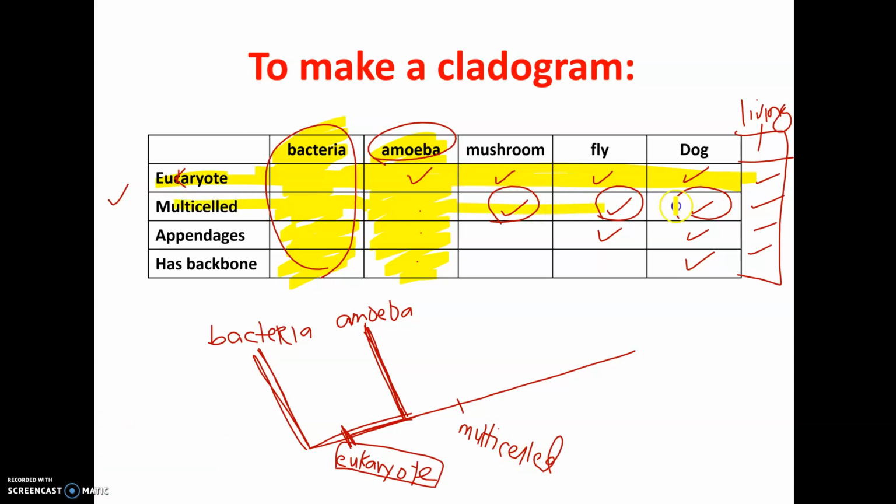So multi-celled, check. Now going to go back to organisms. Is there an organism that has eukaryote, multi-celled, but doesn't have anything past that point? And the answer is yes, the mushroom. He's next. He does not have any further characteristics. So the mushroom's going to go here. We would cross him off. Now we need our next characteristic. So our next characteristic that everybody has is going to be appendages.